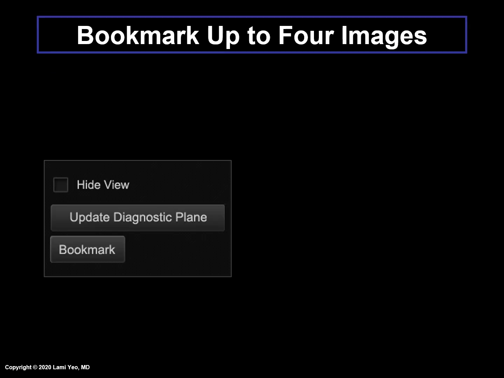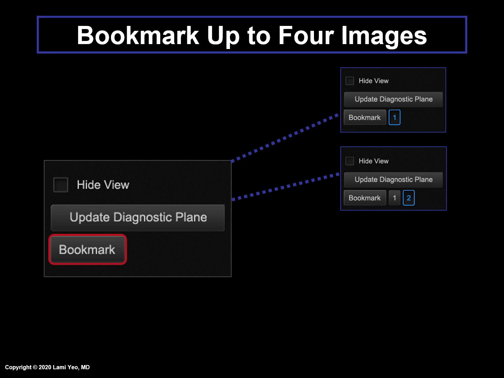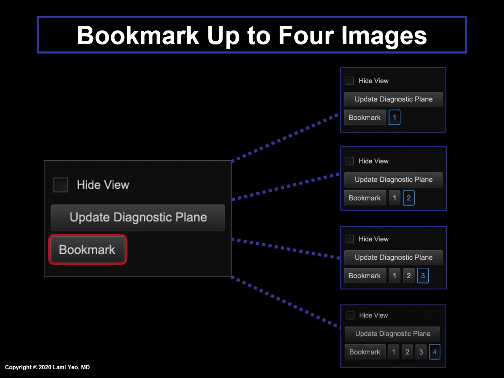To bookmark the first image, press the bookmark button and the panel will change to show the number 1 highlighted in blue color. To bookmark the second image, press the bookmark button again, and the panel will show the number 2 highlighted in blue color. This same process continues when bookmarking a third and fourth image.